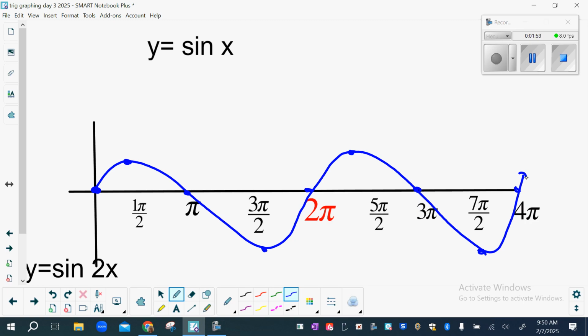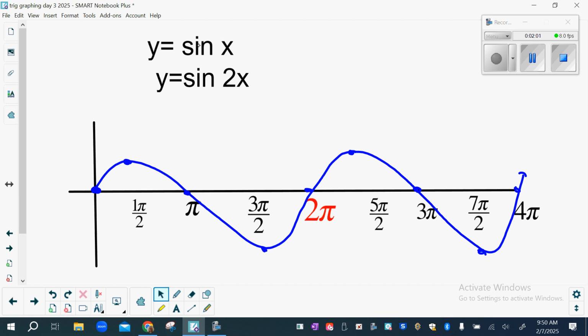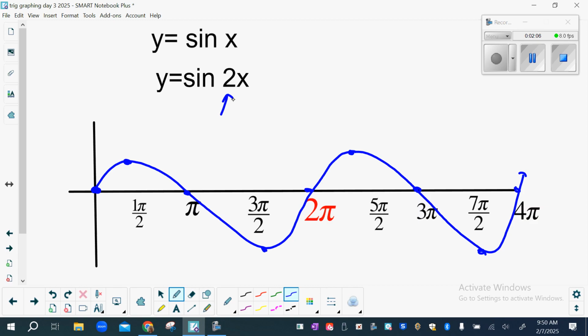Okay, so here's what's new. We are going to graph this today. Here's what's changed. We are now putting a coefficient in front of the variable. And what that does is it changes the period, or the speed of the graph. It is going twice as fast.